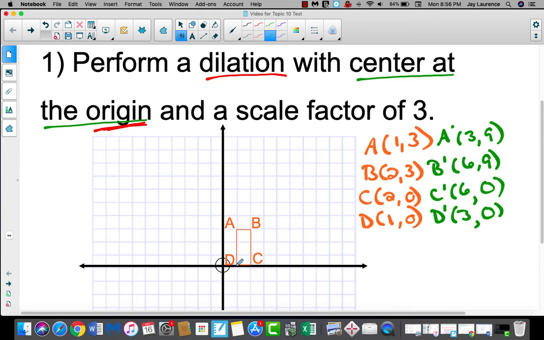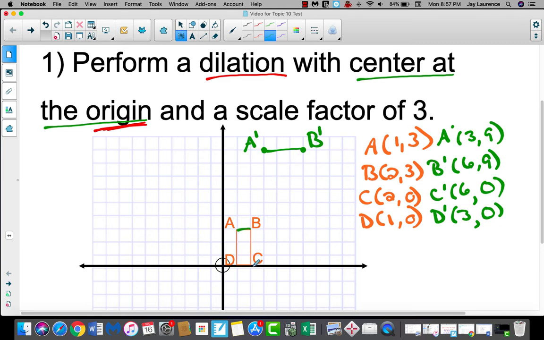So A prime is at 3, 9. We'll start at the origin: 1, 2, 3, and all the way up here to 9. So there is A prime. Okay, B prime is at 6, 9. So if this is 3, 9, then I'm going to go 4, 5, 6, 9. So there's B prime. One thing I like about it, AB was 1 unit long, scale factor was 3, and look at this, A prime B prime is going to be 3 units long. Coincidence? I think not.